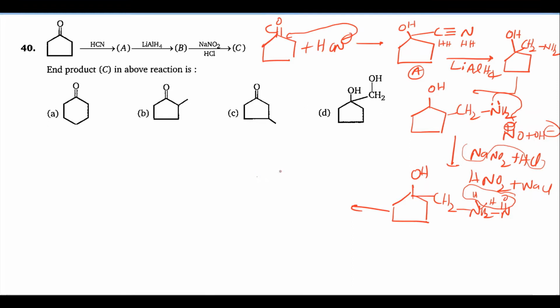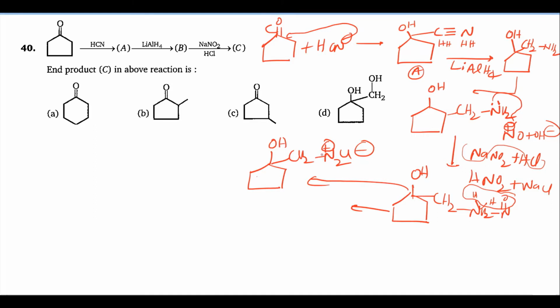You are going to get this cyclic ring, this is OH and this is CH2N2. This is a diazotization reaction. So diazotization reaction, this is N2 plus and Cl minus is there. Here N2 is going to form, water is eliminated. There is a mechanism for this to this, but I have written it directly. So this is a diazotization reaction.